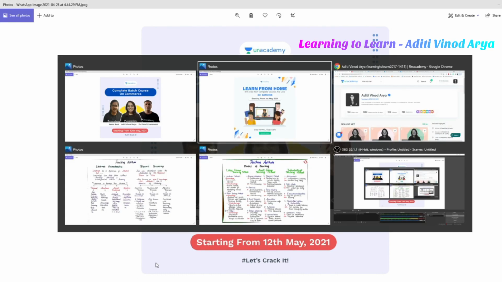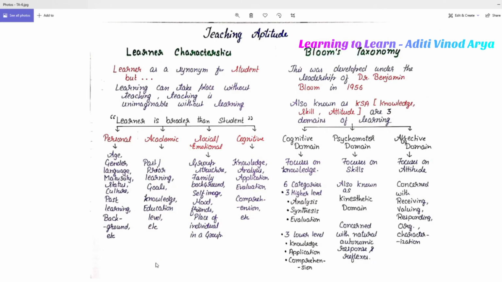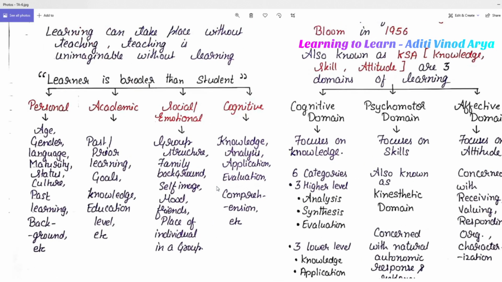Okay, so let's get back to the topic today. The topic today is learner characteristics. Let's start with the learner. Now try to understand, learner is a synonym for student, but learner is much more than a student. How? Let me explain it in detail.